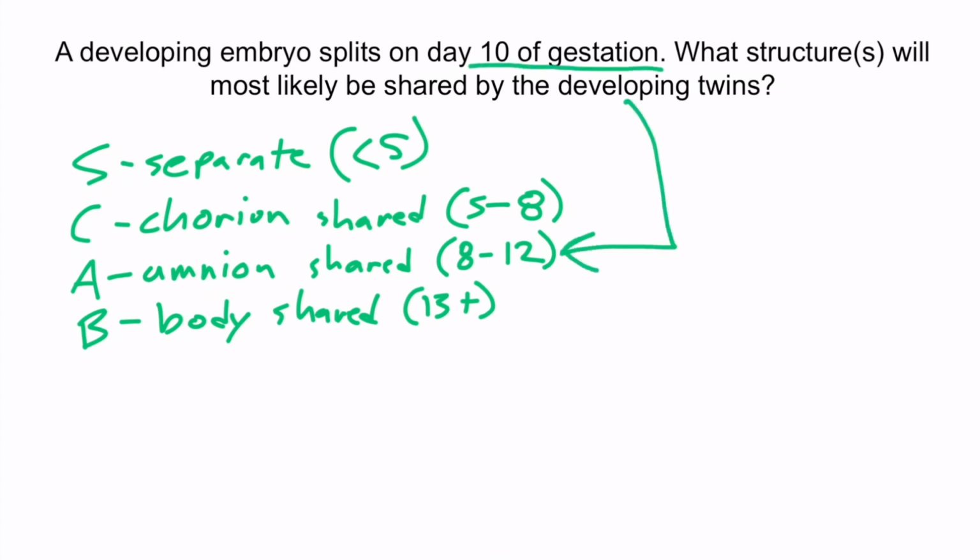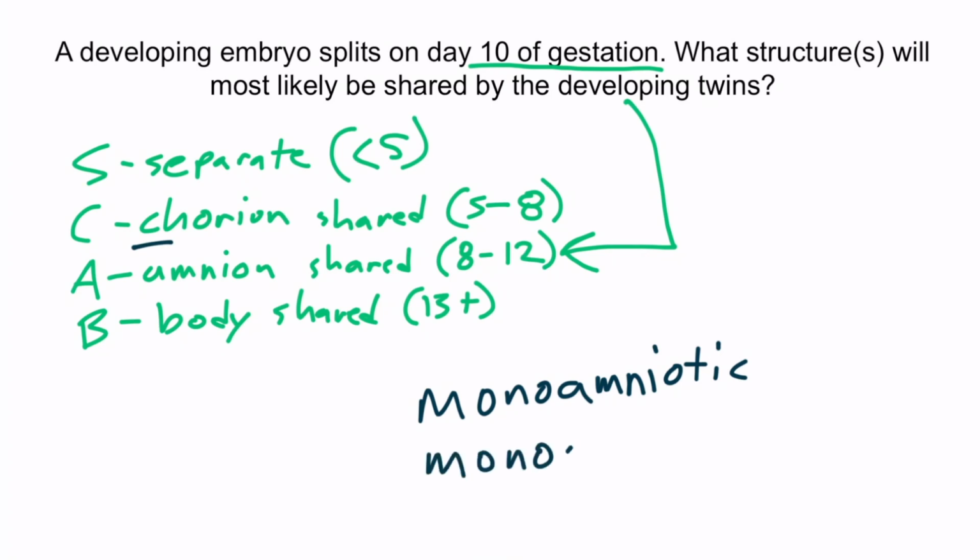So this indicates that they will share an amnion. So they will be monoamniotic. And of course, they will share the chorion as well, because that already developed in the previous stage. So they will be monochorionic. So what structure or structures will be shared? The amnion and the chorion. And that concludes this section.